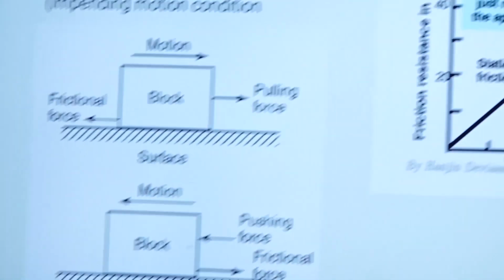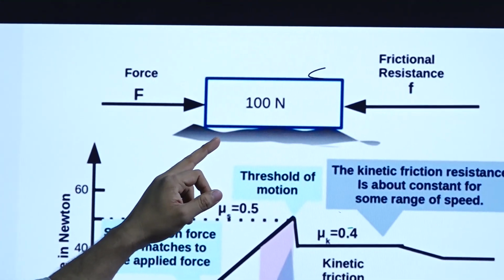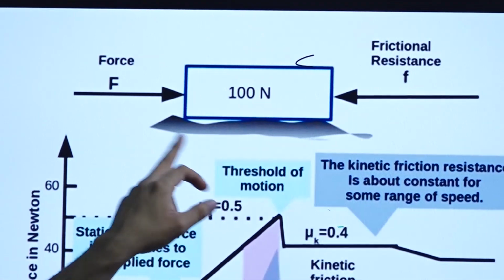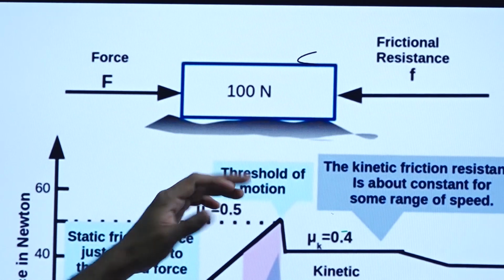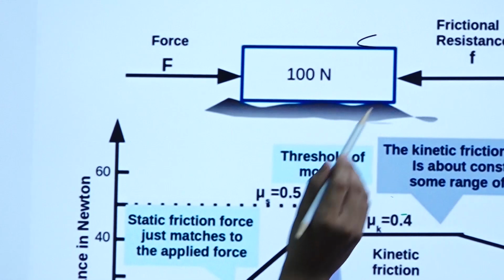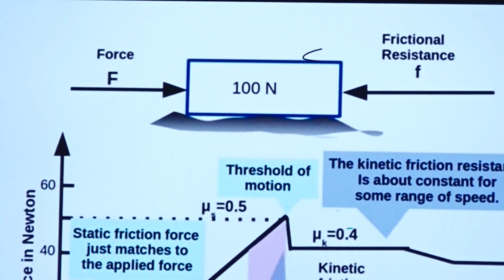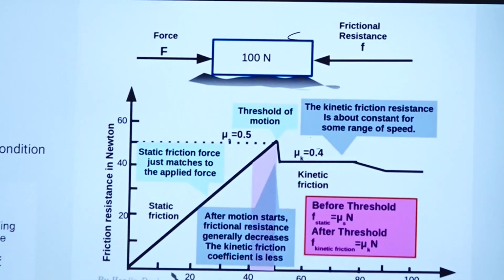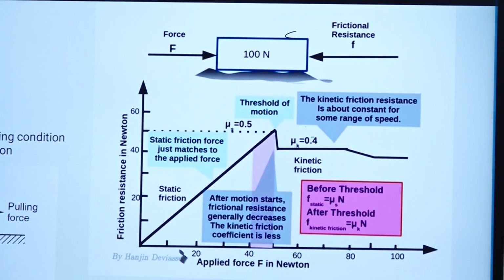So what is friction? As you can see in this diagram, one block of weight 100 Newton is resting on a surface, and this surface is not a plane surface. This surface has curvature. Almost all the surfaces available in nature have curvature. No surface is perfectly straight or perfectly plane; you cannot find any surface that is perfectly plane.